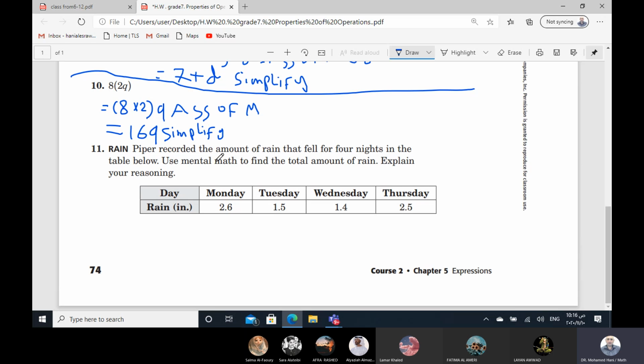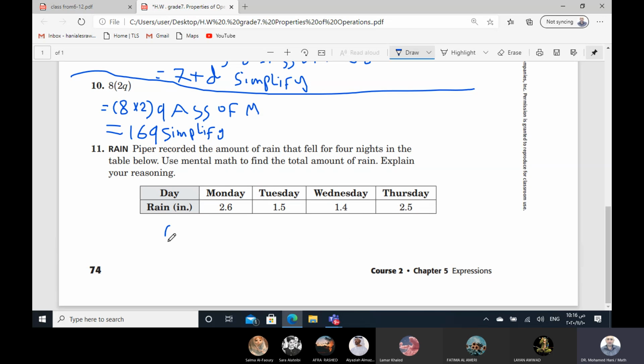Bible recorded the amount of rain that fell for 4 nights in the table below. Use mental math to find the total amount of rain. Explain your reasoning. Here I have a table giving the rainfall for 4 nights: Monday, Tuesday, Wednesday, Thursday. Here we have 2.6, here we have 1.5, here we have 1.4, here we have 2.5. So I want to solve using mental math.